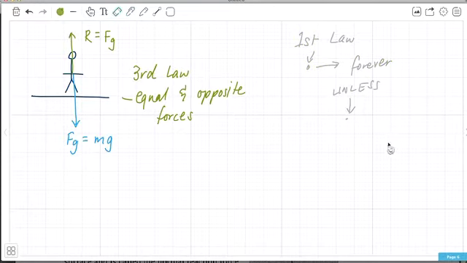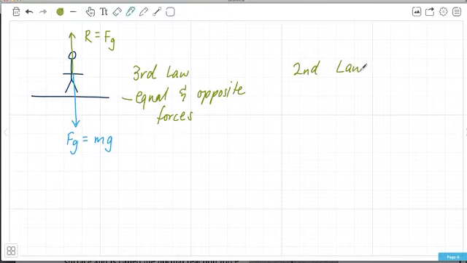Otherwise it will keep traveling. But F equals ma, the second law, is probably the most important one we're going to look at today because it has two forms. It's got the plain form and the vector form.